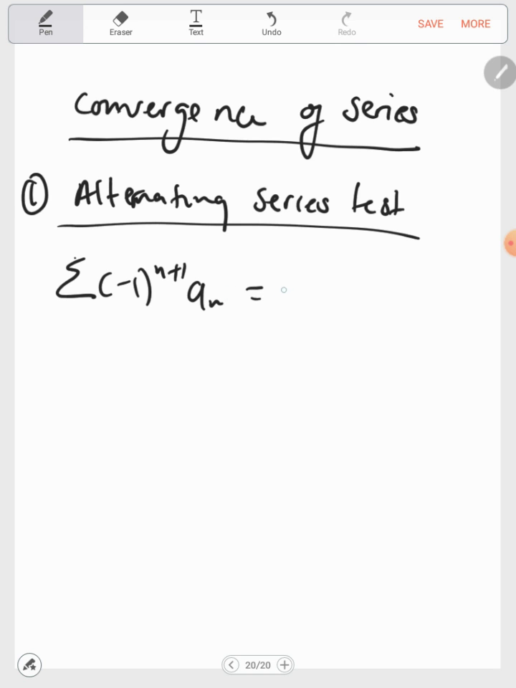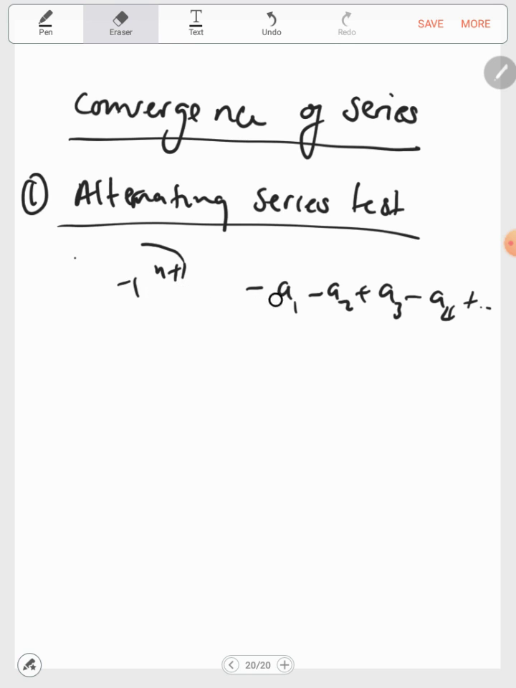Okay, so in this case, you have A1 minus A2 plus A3 minus A4 plus, and it goes on. So whenever you have this term, minus 1 raised to the power of something, then you know that the series is alternating. You can see you have a positive, then negative, positive, negative, positive, negative, and so on. So these are alternating series. Okay, now we move to the alternating series test.